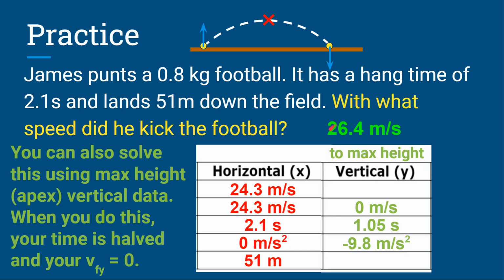By the way, you could also solve this same question using the data to max height. It would also work. I would use half the time for that. I would say that my final vertical velocity was 0. I would still use negative 9.8, and I could still solve for my VI that way. You get the same answer. I didn't work it all out that way, but you could have. So you don't have to use the total data here. You could use the data to max height. Just make sure when you do that you use half the time.